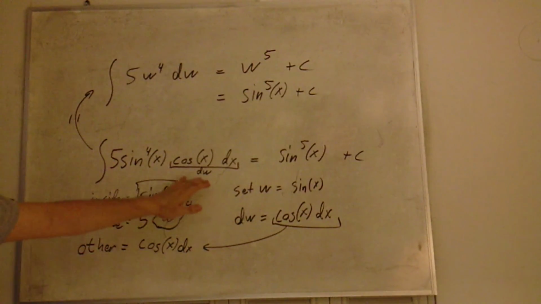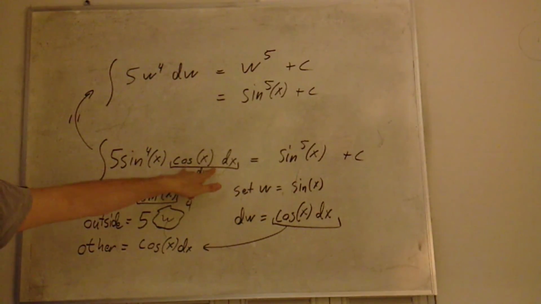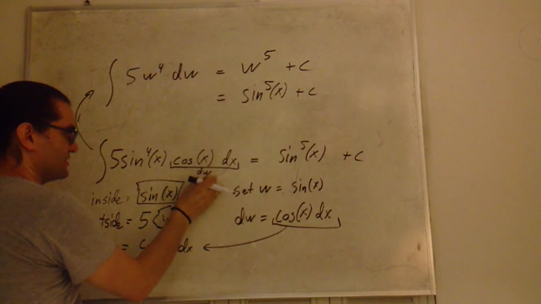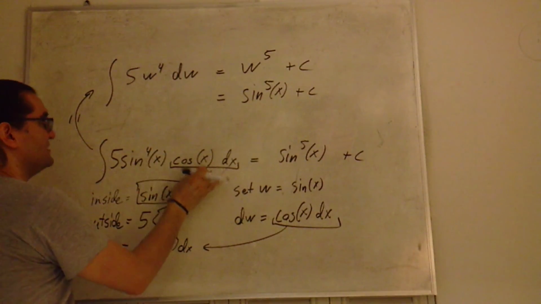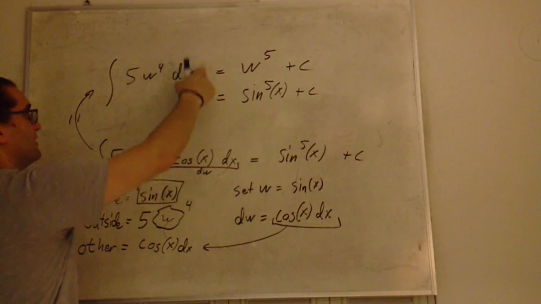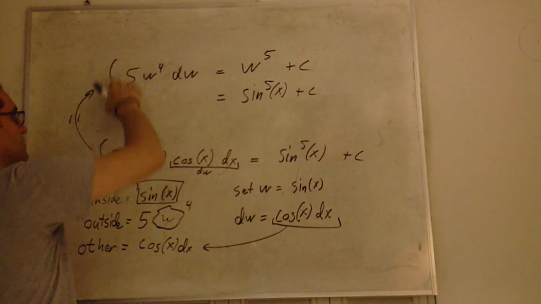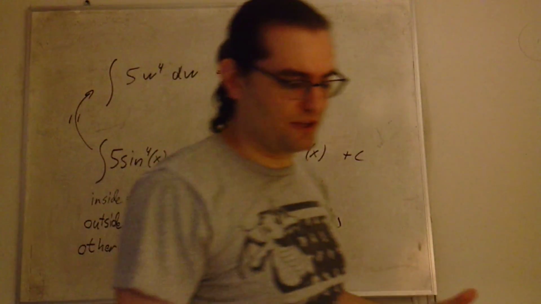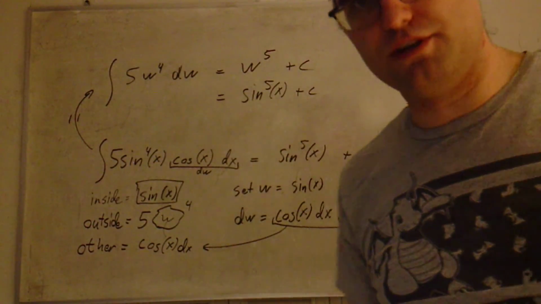So the cosine and the dx both get sucked into a new dw that serves as sort of like the end to this integral sign. That's where it goes. Hopefully that is pretty clear.